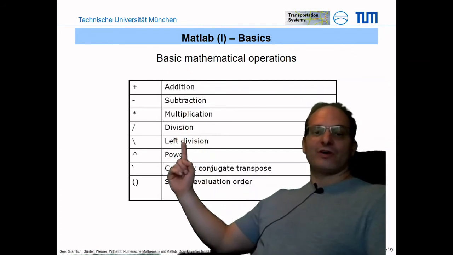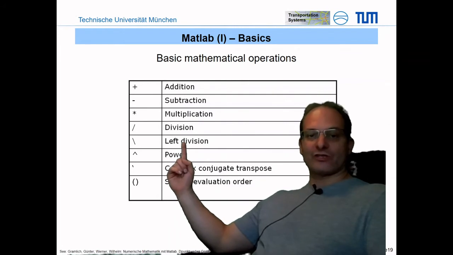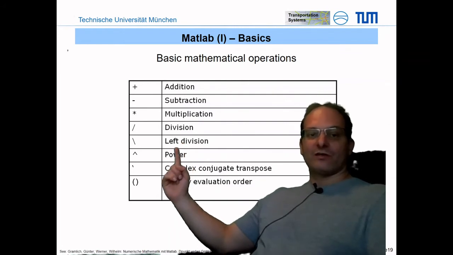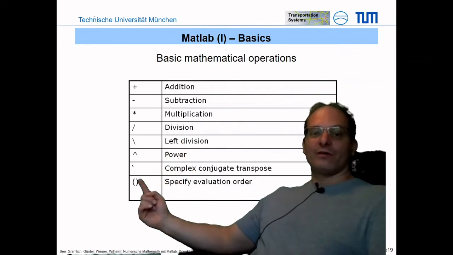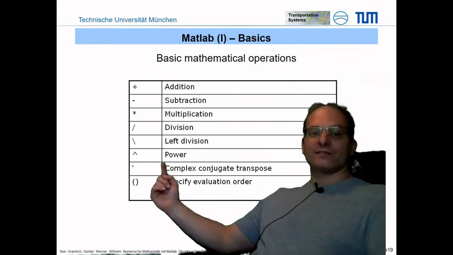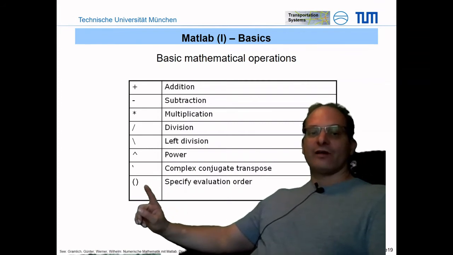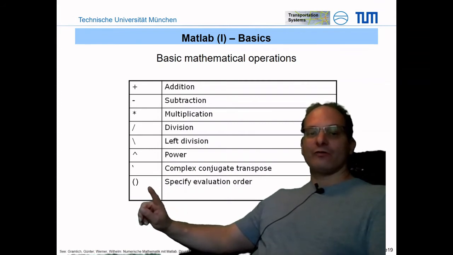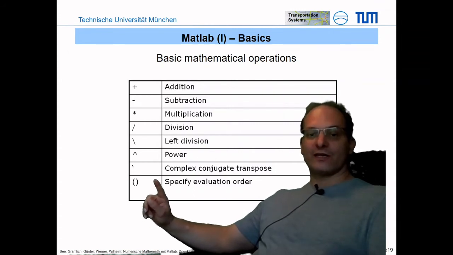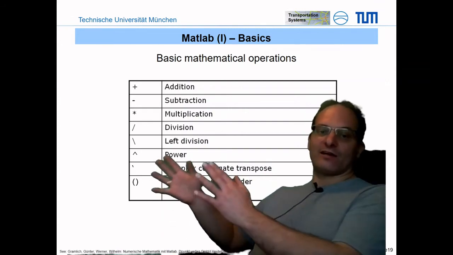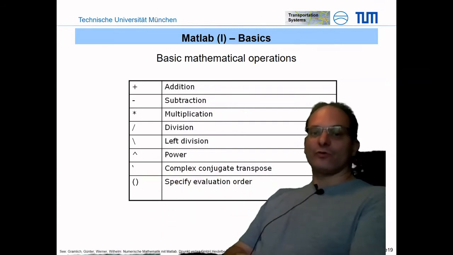And then, because it's matrix operation, you have the left division, you have power of, and you have the complex conjugated transpose. This is this apostrophe or single quote. And you have special evaluation order, so that you can quote your equation parts, your terms, so that you can arrange evaluation order.